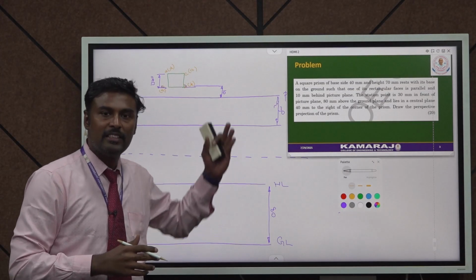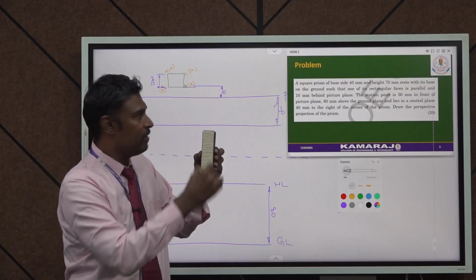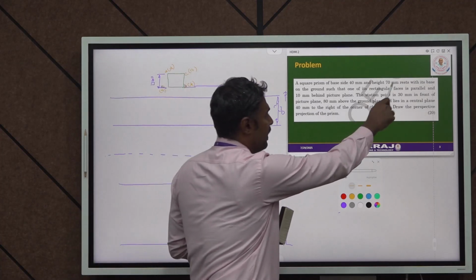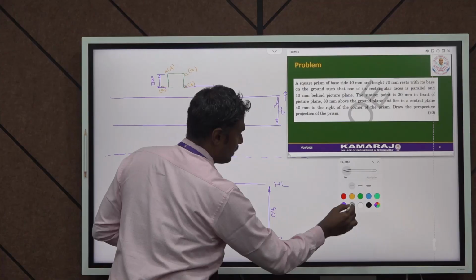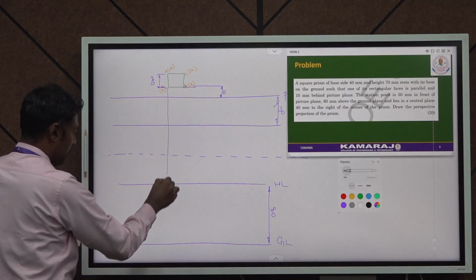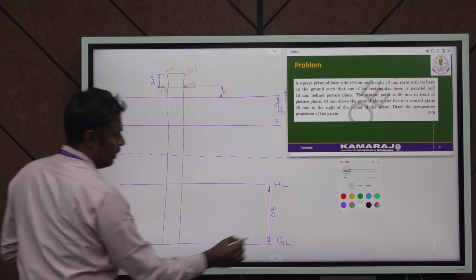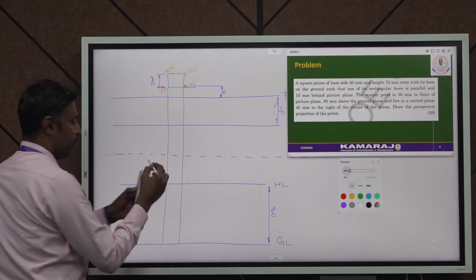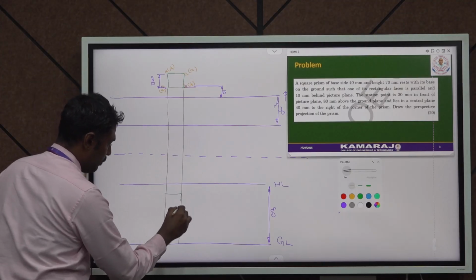Now I am going to represent the same prism in front view. In front view, I can see only the rectangular faces. So here the height of the rectangle is 70 mm. Now I am going to make the projection lines. The square projection is drawn here, and I am going to draw the front view. The front view is this rectangular face of the prism.